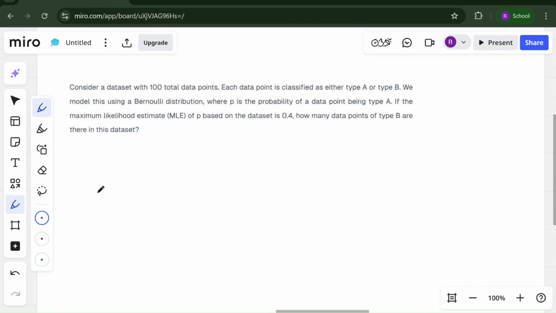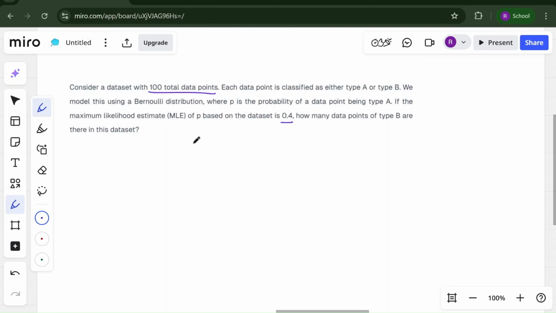Consider a dataset with 100 total points. First of all, this is a question on MLE, maximum likelihood estimate. Each data point is classified as either type A or type B. We are modeling this using a Bernoulli distribution. P is the probability of a data point being type A. If the MLE is 0.4, how many data points of type A are there in the dataset? Straightforward. You just have to do the binomial MLE.